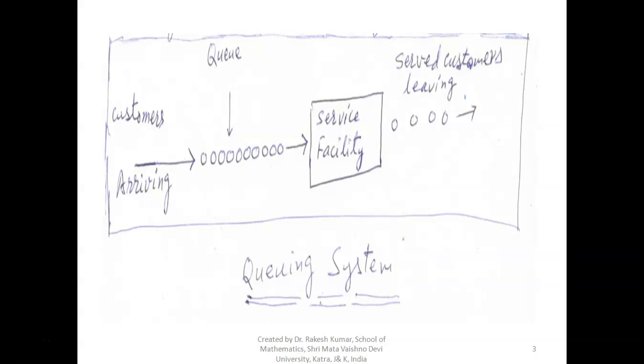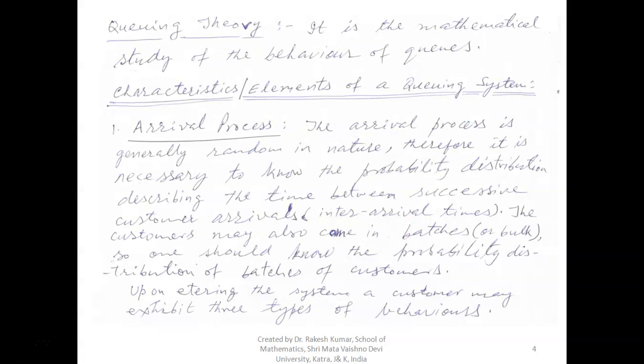You can just see this diagram. This is a diagrammatic representation of a queuing system. Customers arrive, then there is a queue if they have to wait. Then there is a service facility where there are servers, and then the served customers leave after getting service. So this whole thing is a queuing system. Next is queuing theory. It is the mathematical study of the behavior of queues. It consists of various mathematical models.